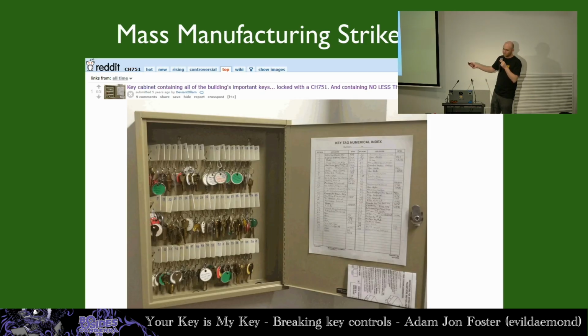This cabinet opened with the CH751. It had 3 CH751s inside of it. So, let's talk about less notable ways that you can notice common keying.